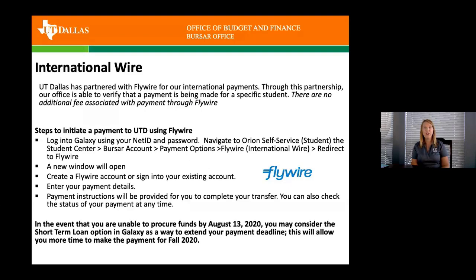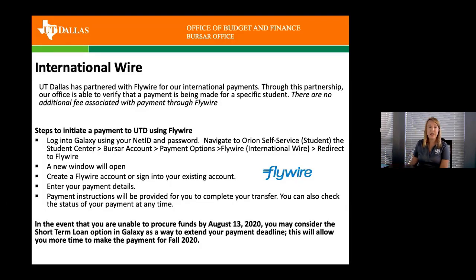I do know that we have a lot of students, especially international students, that like to use an international wire. UT Dallas actually partners with a company called Flywire. We do not do international wires directly to the university. You would have to go through Flywire to get those processed. There are no additional fees associated with the payments through Flywire.